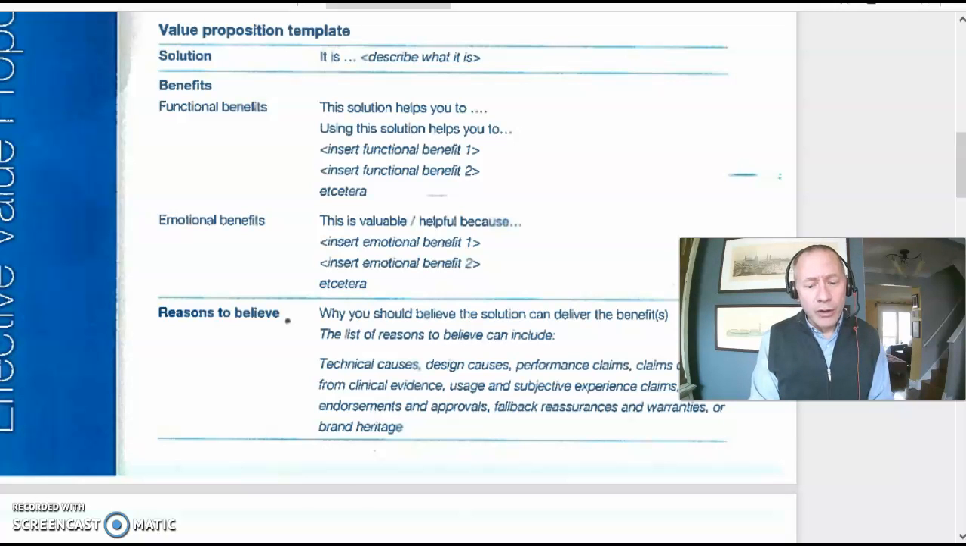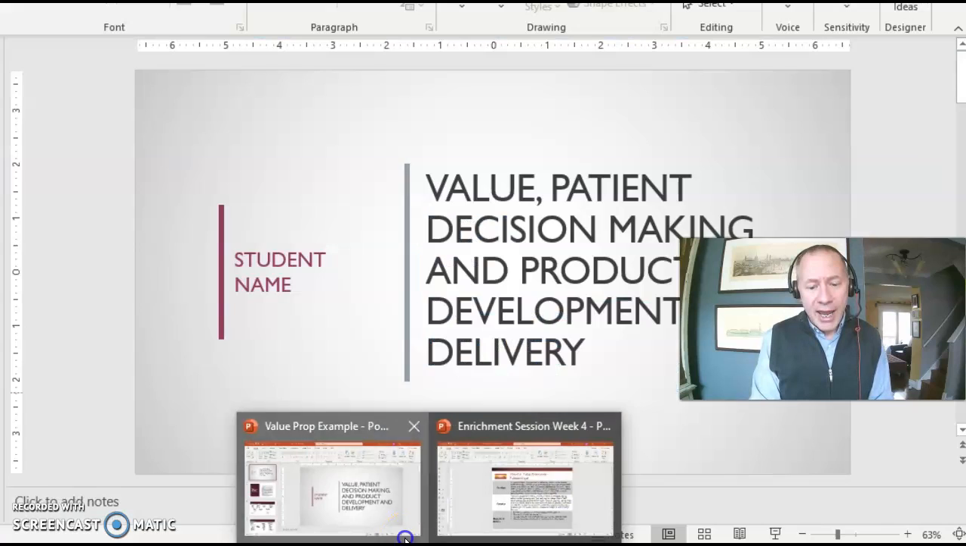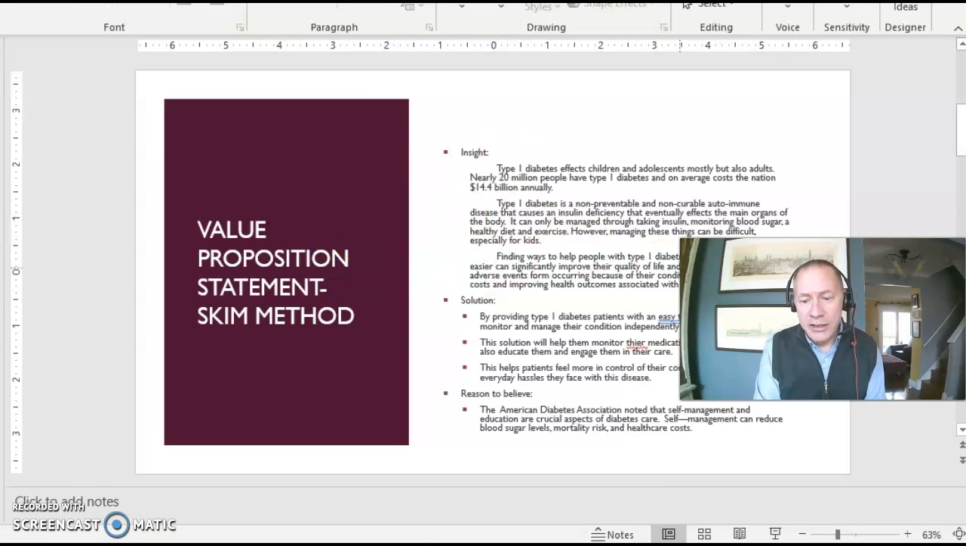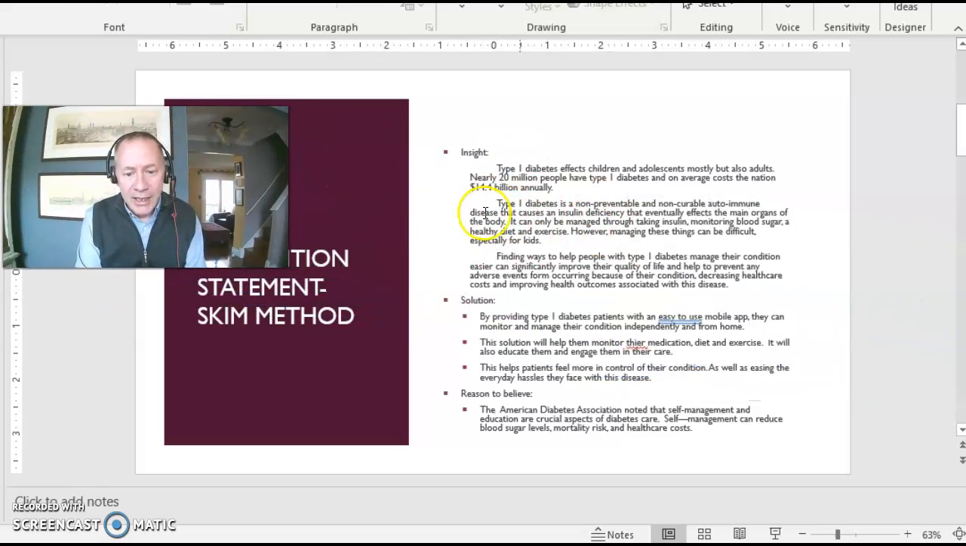So I want to go through what you provided. You did this in three parts, as you can see here. You had the insight, but the insight here is about type 1 diabetes and how it affects many people in the U.S., etc., and finding ways to help people with type 1 diabetes manage their condition more easily can significantly improve their quality of life. While all that's true, that's at a much higher level. What you want for the insight is something very finite to a particular person. Maybe this person is a sufferer of type 1 diabetes.